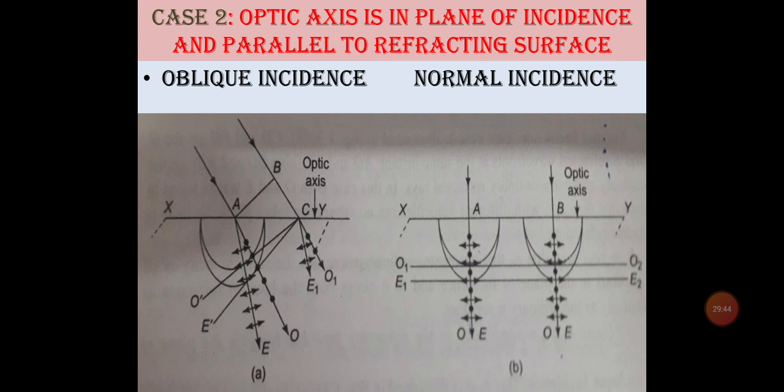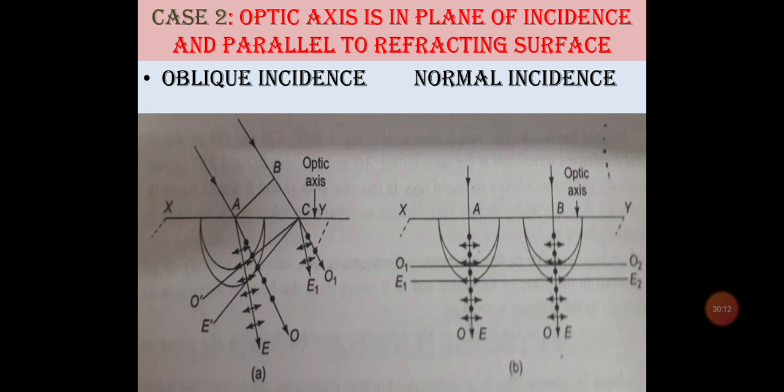Now the next case is when the optic axis is in the plane of incidence and parallel to the refracting surface. You can see in figure A for oblique incidence that a plane wavefront AB is incident obliquely on the upper surface XY of the calcite crystal, and this crystal is cut in such a manner that the optic axis lies in the plane of incidence XY.